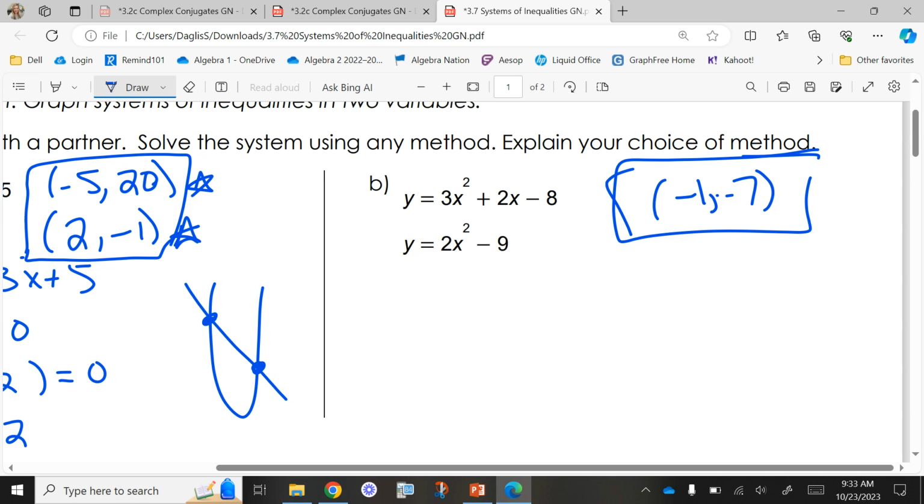At the vertex. Well, that's not true. Oh, wait, is it? No. I didn't see it. Hold on, I'm just guessing. But they're both positive. It should only be one time, though.